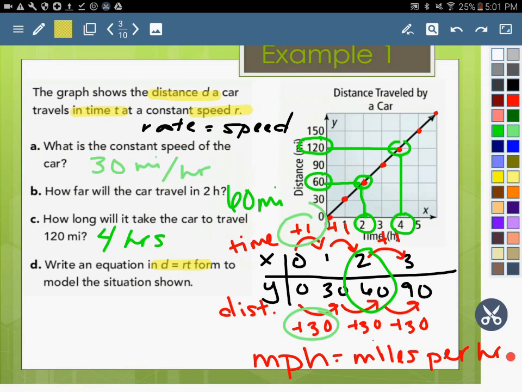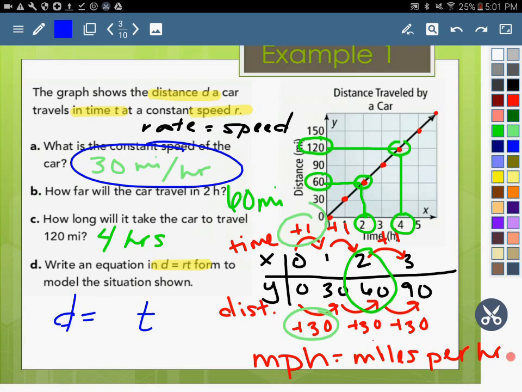Well, the constant speed here is 30 miles an hour. The distance is always changing and the time is always changing. So we don't want to plug any numbers in for the variables that are constantly changing. So we want to keep the variable D, and we want to keep the variable t, but we want to plug in the speed. Well, we figured out the speed is 30 miles an hour.